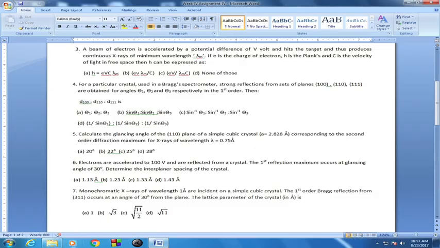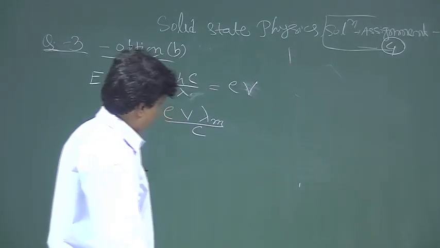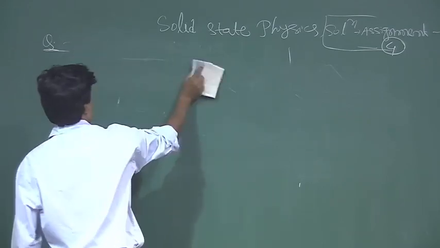Next, question number 4. Again, let us see the question. For a particular crystal used in Bragg's spectrometer, strong reflection from the sets of planes 100, 110 and 111 are observed for angles theta 1, theta 2, theta 3 respectively in the first order. So, it is the case of first order diffraction, and we have to find the ratio of d100, d110 and d111. So, that is the well known Bragg's diffraction relation.